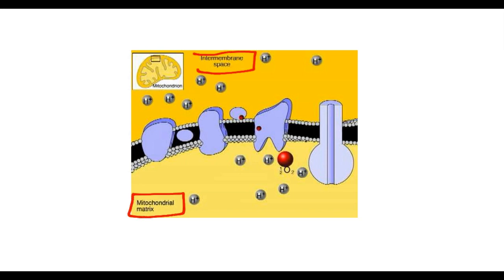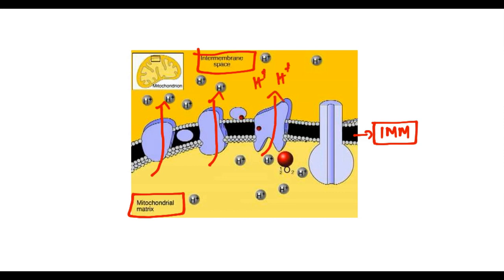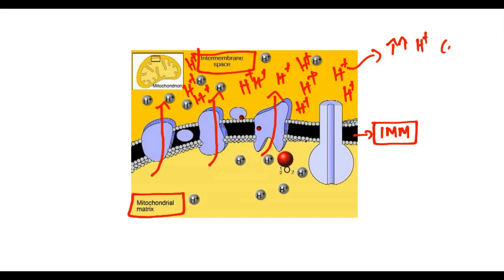You can see the mitochondrial matrix and intermembranous space, and this membrane is the inner mitochondrial membrane where all these channels are, and these channels will be pumping the H plus ions into the intermembranous space. Due to the pumping, the H plus ion concentration in the intermembranous space is going on increasing. So there will be a very high concentration of H plus in the intermembranous space and a low concentration of H plus in the matrix.